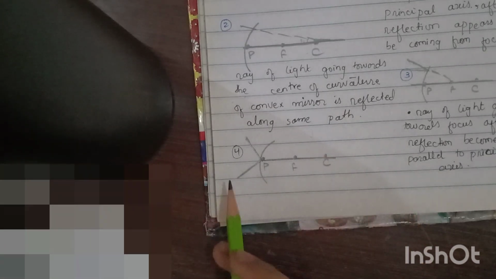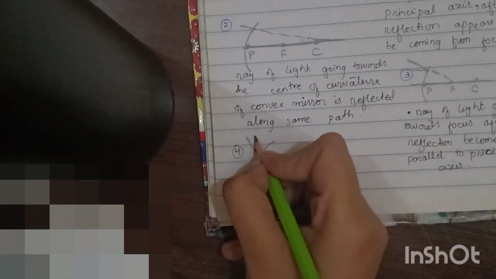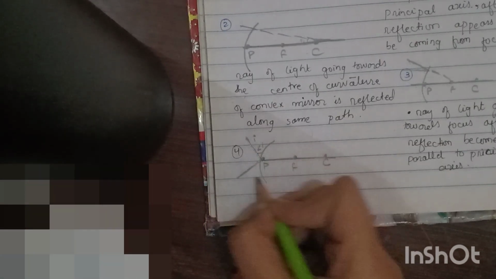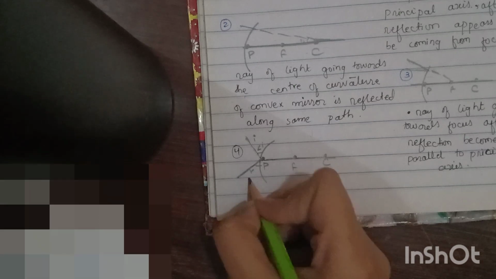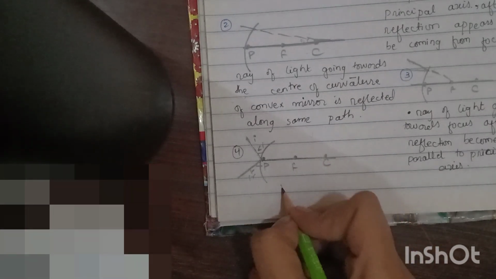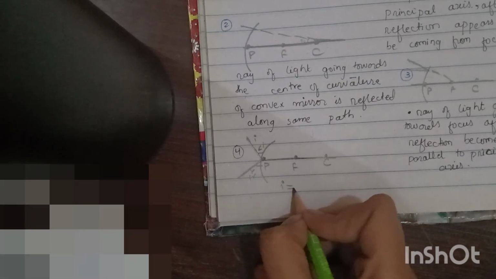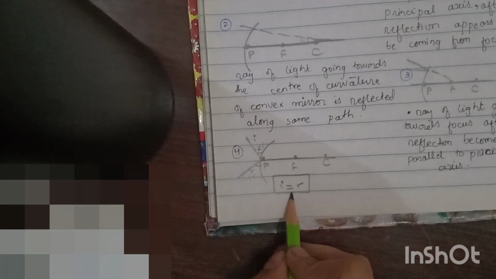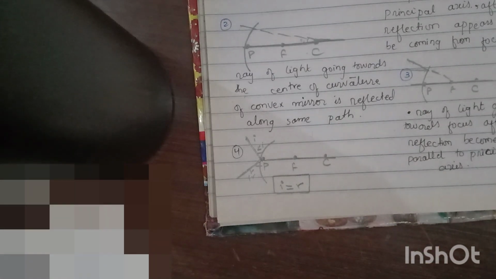So what it was, it is the law of reflection. The first law of reflection: here it is the incident ray or angle of incidence, reflected ray or angle of reflection. Here the angle of incidence is equal to the angle of reflection, right? So these are the four rules that are very important, very crucial for the convex mirror. So yeah, this is the topic for today.